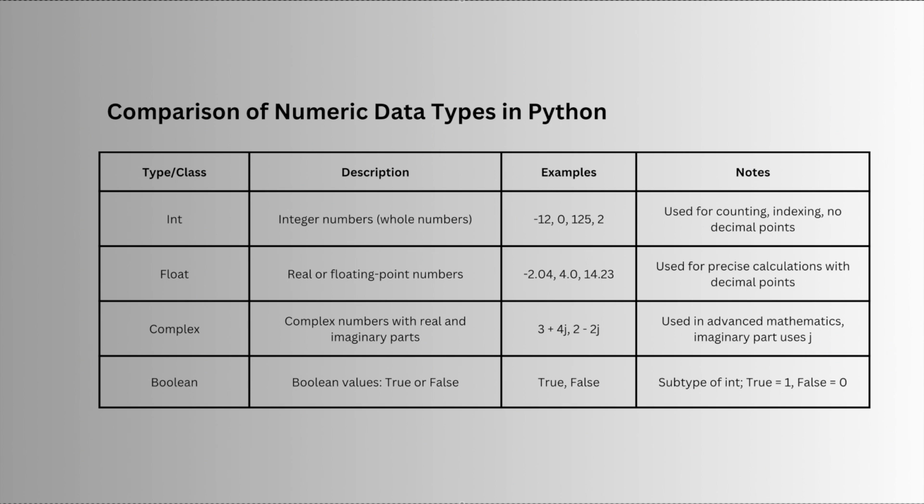The first one is integer. So integers are whole numbers without the decimal places, such as -12, 0, 125, etc. Floats are the real or floating point numbers which have decimal places, such as 4.0, 14.23, like that. Next are complex numbers. Complex numbers have real and imaginary parts, such as 3 plus 4j. So here j is used to denote the imaginary part. Last is boolean. Boolean values can be true or false. It is basically a subtype of int. So we'll use 1 for true and 0 for false.